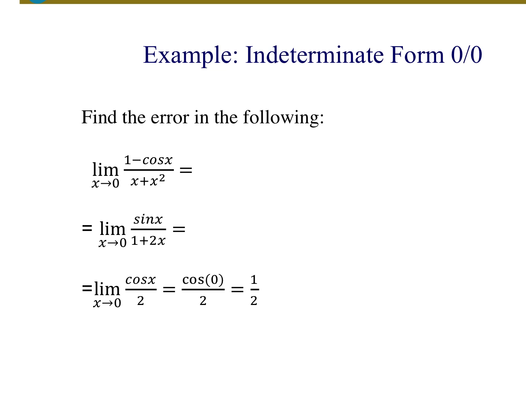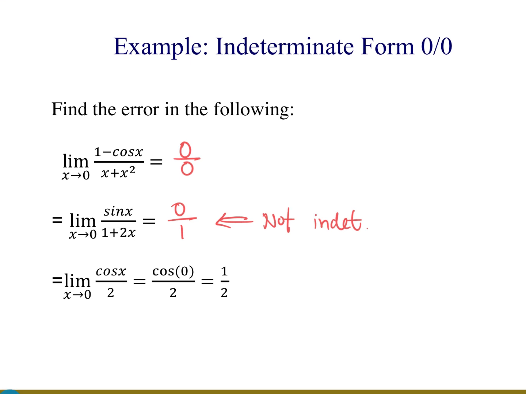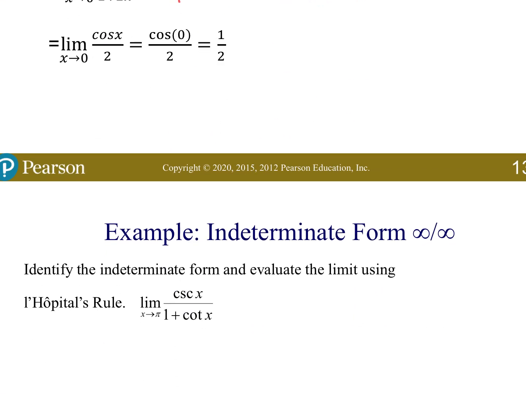All right. Oh, sorry. I gave you another slide where you could do that. This one did turn out to be 0 over 0. This one turned out to be 0 over 1. So not indeterminate. All right, great. All right, last one.